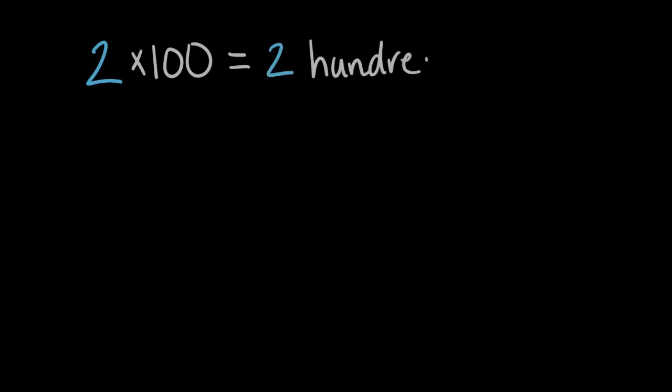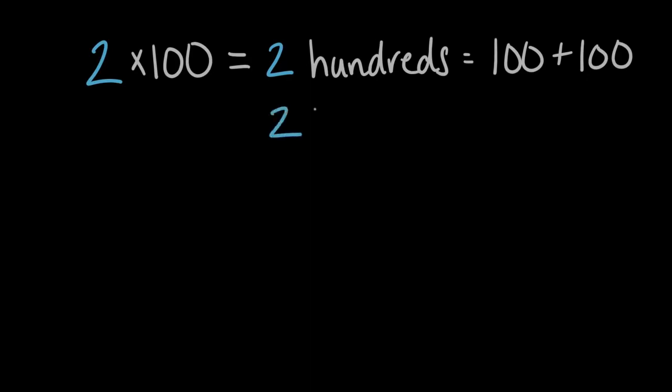So let's take now what we already know about tens and let's apply it to hundreds. Something like, let's say, 2 times 100. There's a couple ways we can think about this. One way is to say that this is the same as 2 hundreds. 2 hundreds, which is 100 plus another 100. There's quite literally 2 hundreds, which is a total of 200, or 2 with 2 zeros on the end.